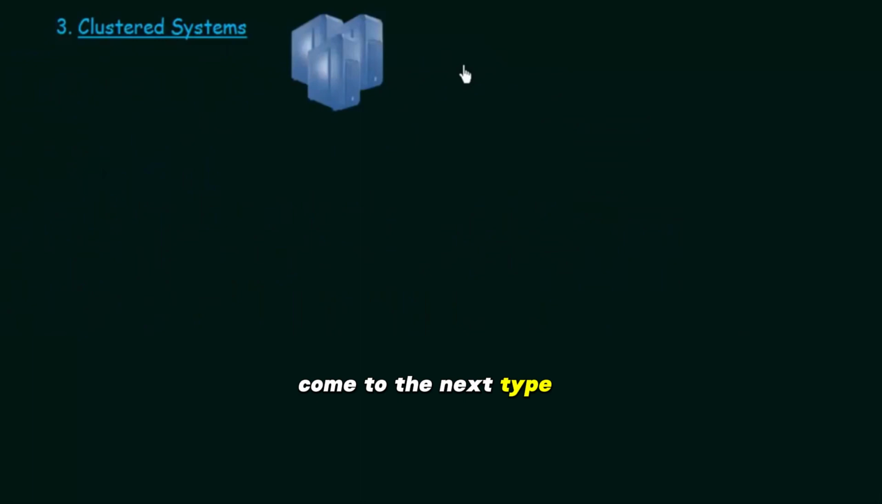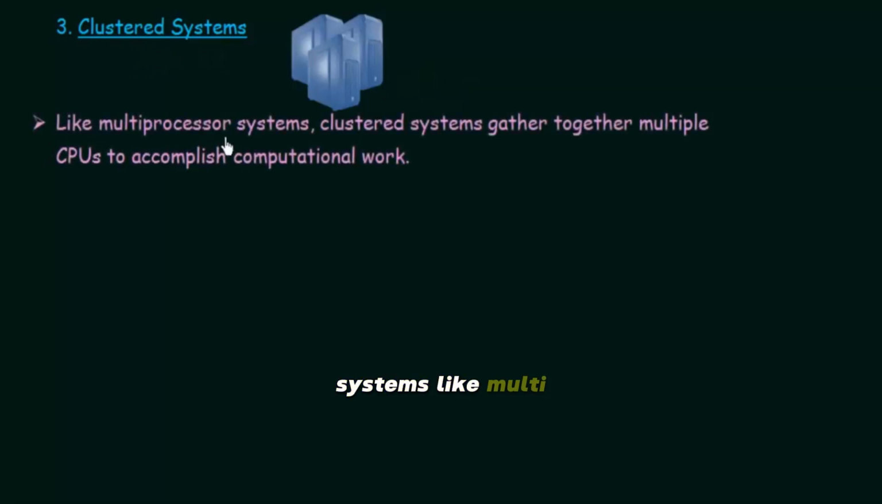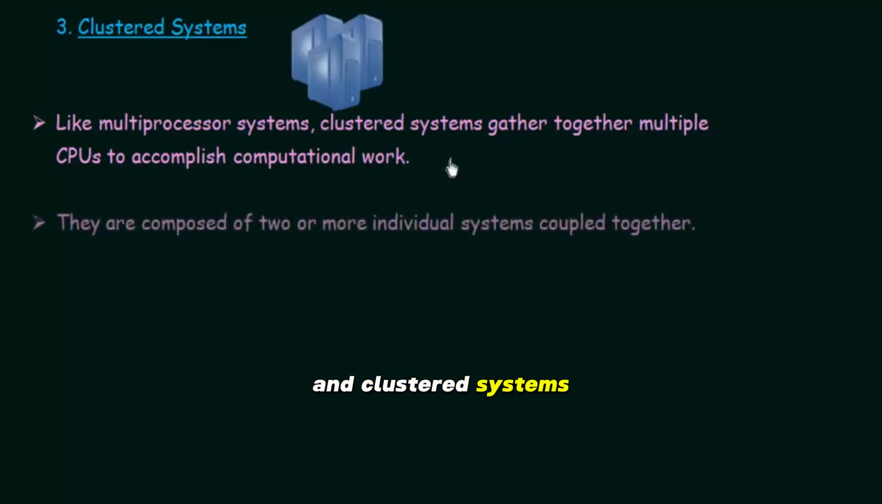Now we come to the next type of computer system that we have, based on the number of processors, which is the clustered systems. So in this cluster, systems like multi-processor systems, cluster systems gather together multiple CPUs to accomplish computational work. So this is also somewhat similar to our multi-processor systems. Now you may be thinking, if that is the case, then what is the difference between multi-processor systems and clustered systems? So the difference is that they are composed of two or more individual systems coupled together.